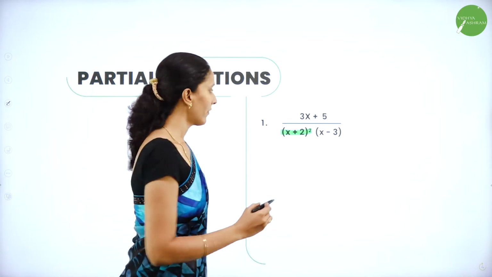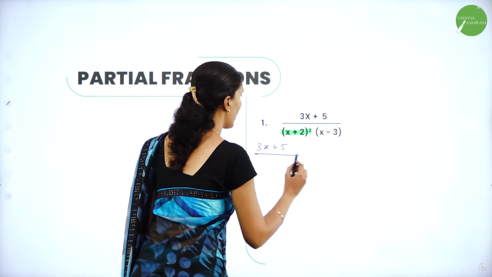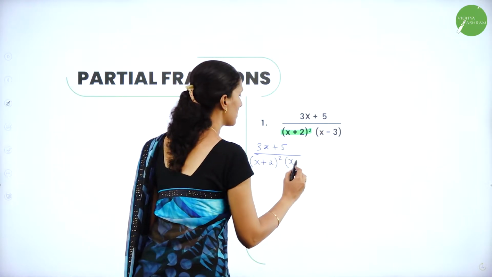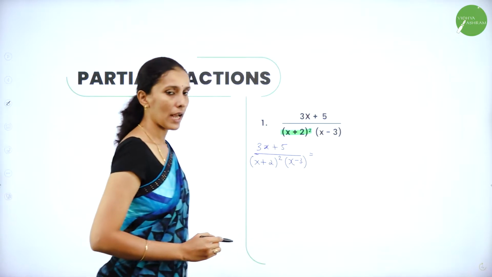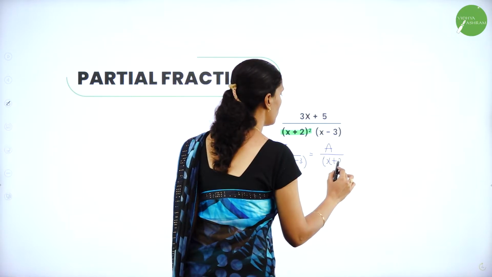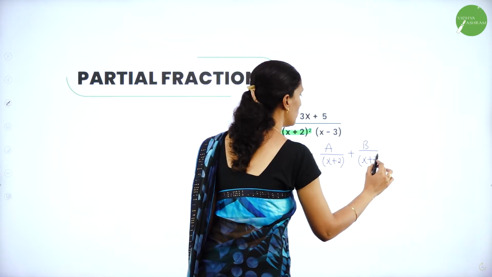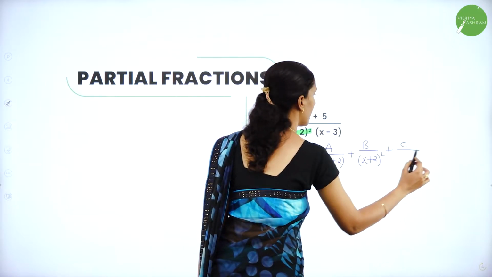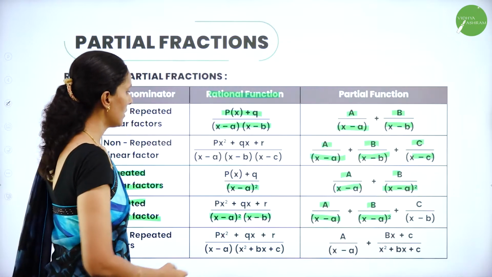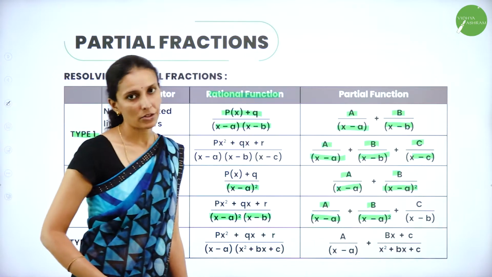See now. I will write 3x plus 5 divided by x plus 2 whole square times x minus 3. This can be written as A divided by x plus 2 plus B divided by x plus 2 whole square plus C divided by x minus 3. So this is how we write. We can see here that when you have x minus a whole square times x minus b, you can write it as a sum of three partial fractions.